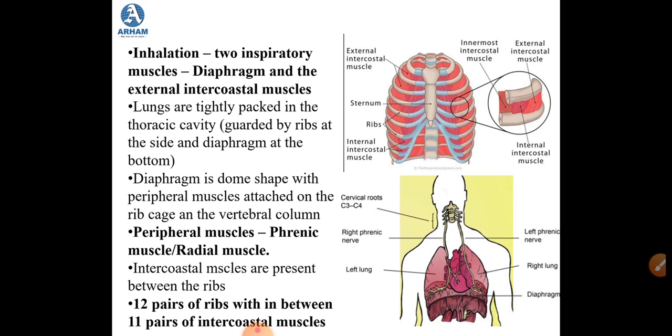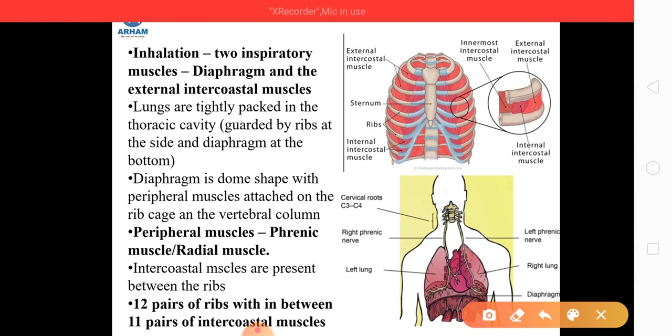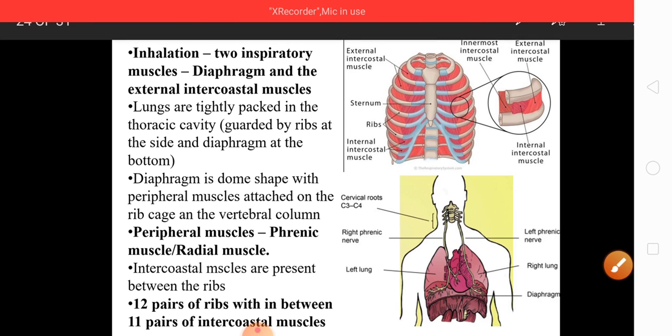Now what are external intercostal muscles? These are the ribs. There are about 12 pairs of ribs, and in between these 12 pairs of ribs there are these muscles, the red part that you see. These are the muscles known as the external intercostal muscles.